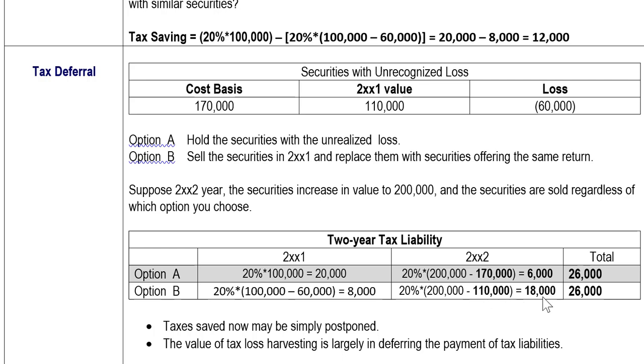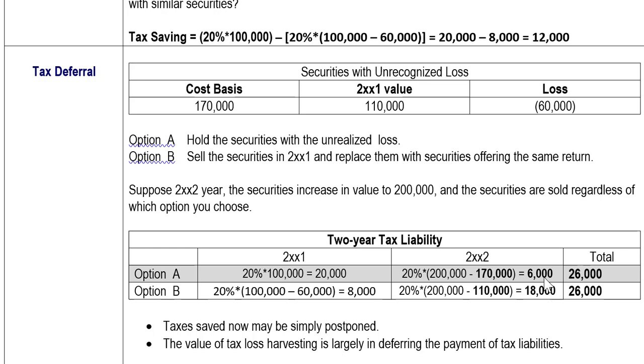Then the second year, your tax exposure is going to be $18,000. So if you put that together in the first 2 years, the sum of those 2 years, your tax liabilities are identical. They are identical, $26,000. So you say, wow, it's the same. If you do the tax harvesting, the tax saving you have this year is simply postponed to the next year. The value of tax loss harvesting is largely in deferring the payment of tax liability.